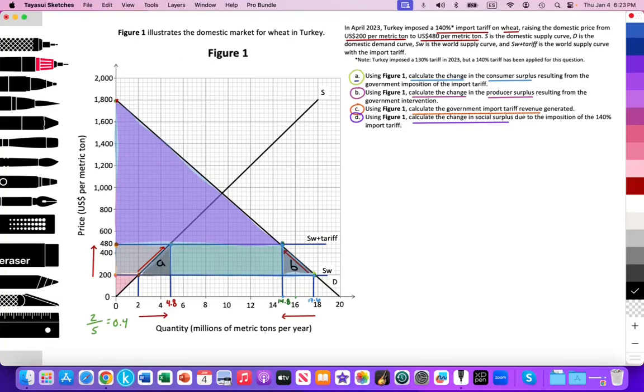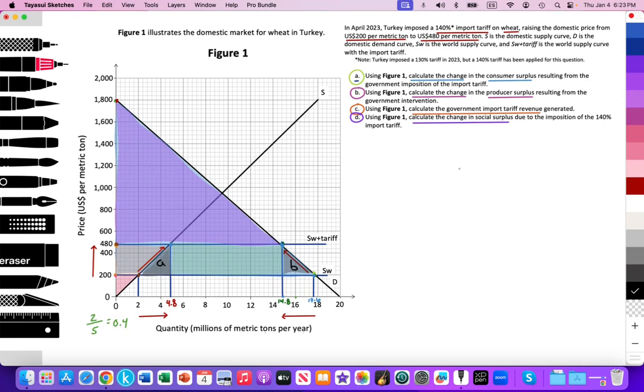The welfare loss of A comes from inefficient domestic producers increasing production due to the trade protection of a tariff. There are other wheat farmers around the world that are more productively efficient than Turkish farmers in this case, so allocating resources to Turkish farmers to increase production when they're productively inefficient is considered a welfare loss. We also have a welfare loss here from the reduced domestic consumption. Consumers should be consuming at the world price of $200, but they're being forced to consume at the higher price of $480. So we've lost the opportunity for consumers to consume at that lower price. Welfare loss B represents that.